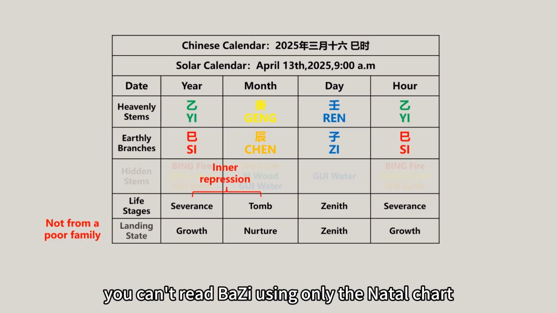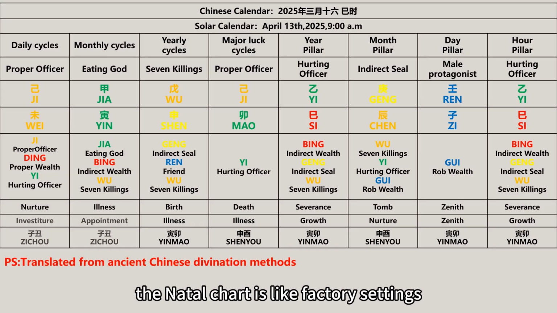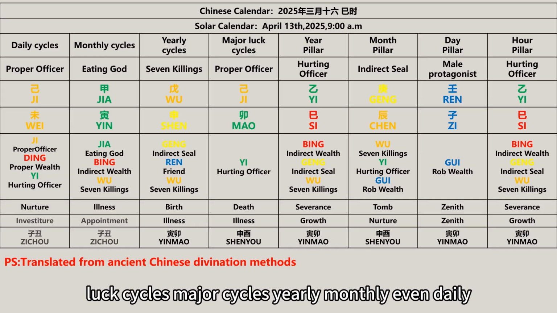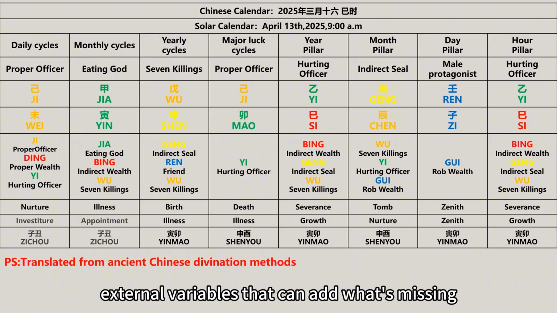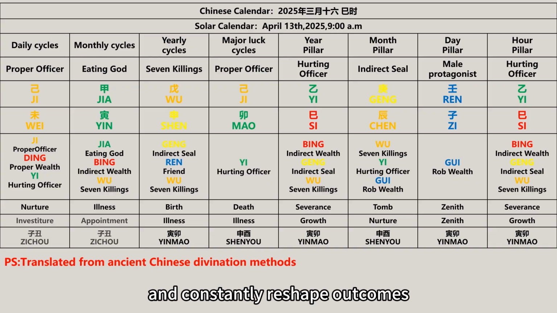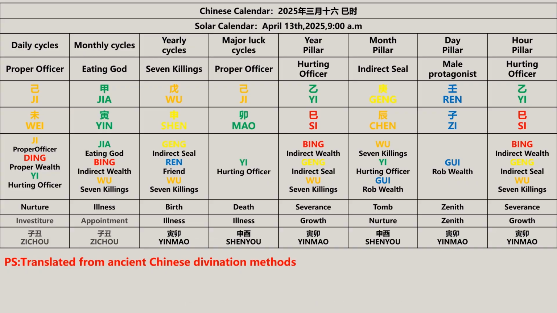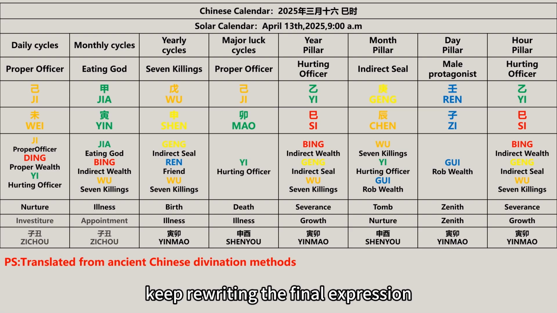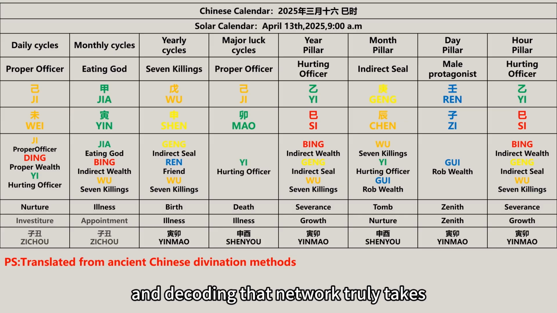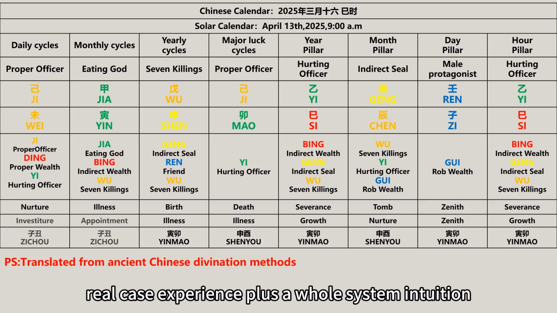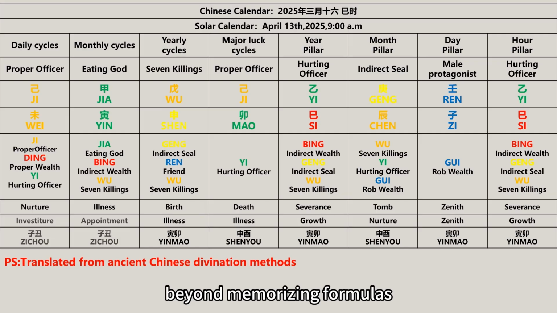And here's the key, you can't read BaZi using only the natal chart. The natal chart is like factory settings. Luck cycles, major cycles, yearly, monthly, even daily, act like external variables that can add what's missing, reduce what's excessive, and constantly reshape outcomes. On top of that, structural interactions, clashes, combinations, punishments, and harms keep rewriting the final expression. Once you expand into luck layers, you're no longer reading 8 characters, you're reading 16 or more. And decoding that network truly takes real case experience plus a whole system intuition beyond memorizing formulas.